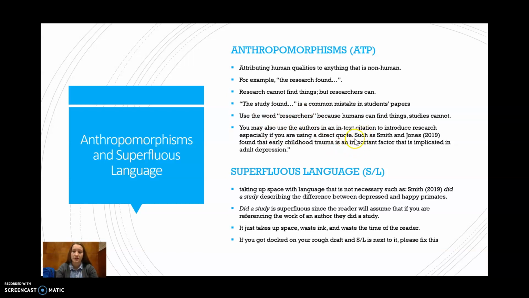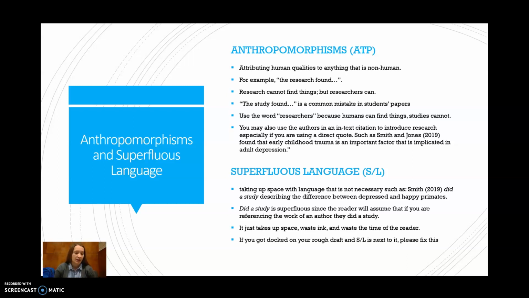So right here is an example. Smith and Jones found that early childhood trauma is an important factor. And you would use their names in place of the study found. If you got your rough draft back already, ATP is what Brother Hill will write next to it. So if you have any notes that say ATP or anthropomorphism, that's what you need to change. Along with that, superfluous language, which Brother Hill marked as S/L. So if you got that, pay attention to this part.